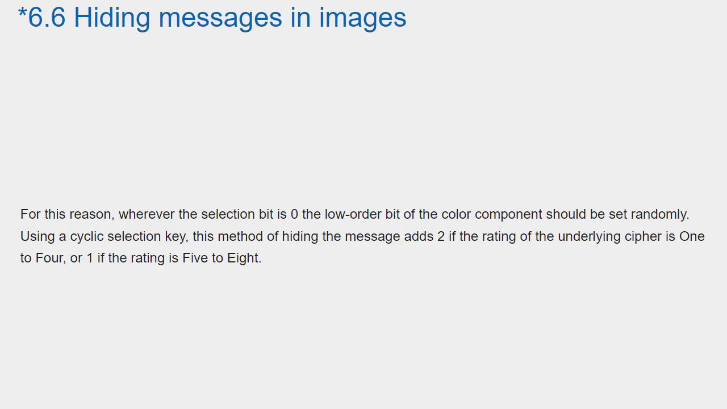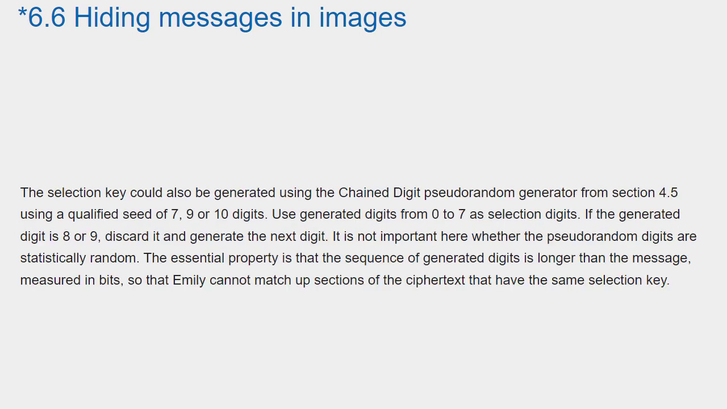Using a cyclic selection key, this method of hiding the message adds 2 if the rating of the underlying cipher is 1 to 4, or 1 if the rating is 5 to 8. The selection key could also be generated using the chained digit pseudo-random generator from section 4.5 using a qualified seed of 7, 9 or 10 digits. Use generated digits from 0 to 7 as selection digits. If the generated digit is 8 or 9, discard it and generate the next digit.